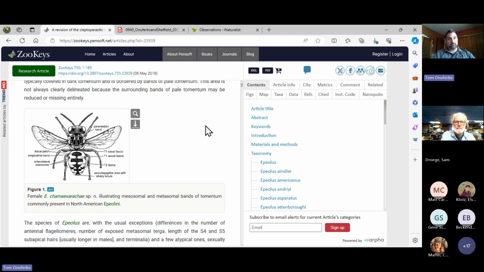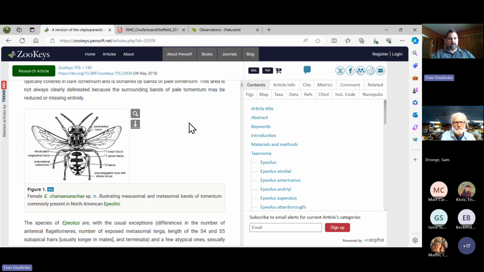There's also, confusingly, a species of Triepeolus that has a very Epeolus-like pseudopygidial area. I think Triepeolus millenarius is the species where, if you were to just look at the pseudopygidial area, you would think it's an Epeolus. But if you look at the protruding S6, it's very clearly a Triepeolus.